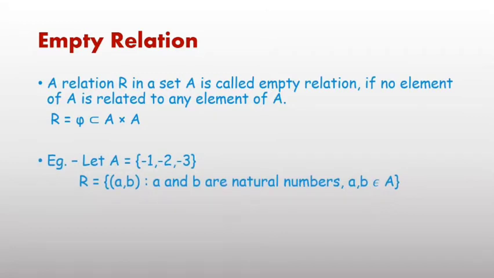For example, if set A is given as -1, -2, -3, then relation R is the collection of all ordered pairs (a, b) such that a, b are natural numbers and (a, b) belongs to A cross A. In this situation, you will get R equal to phi because there is no ordered pair in A cross A which satisfies the conditions.